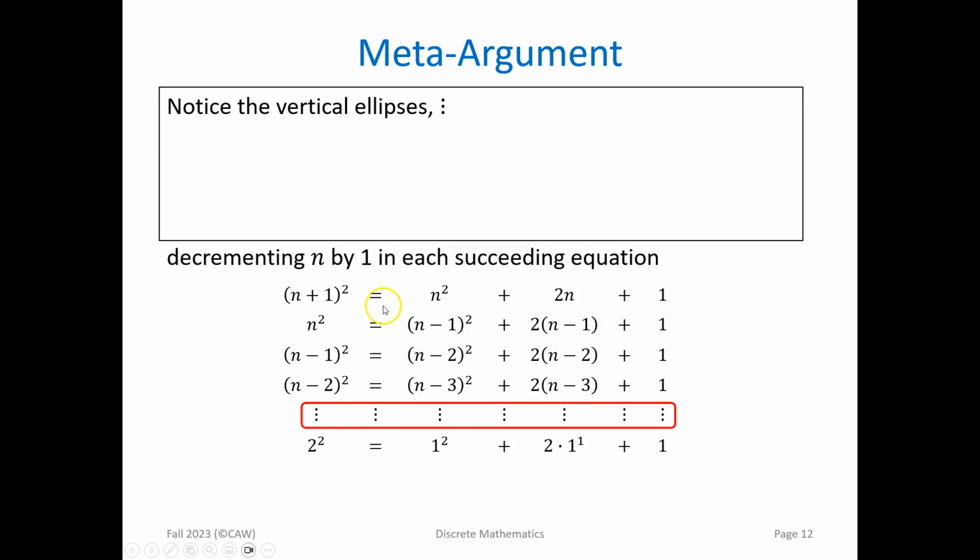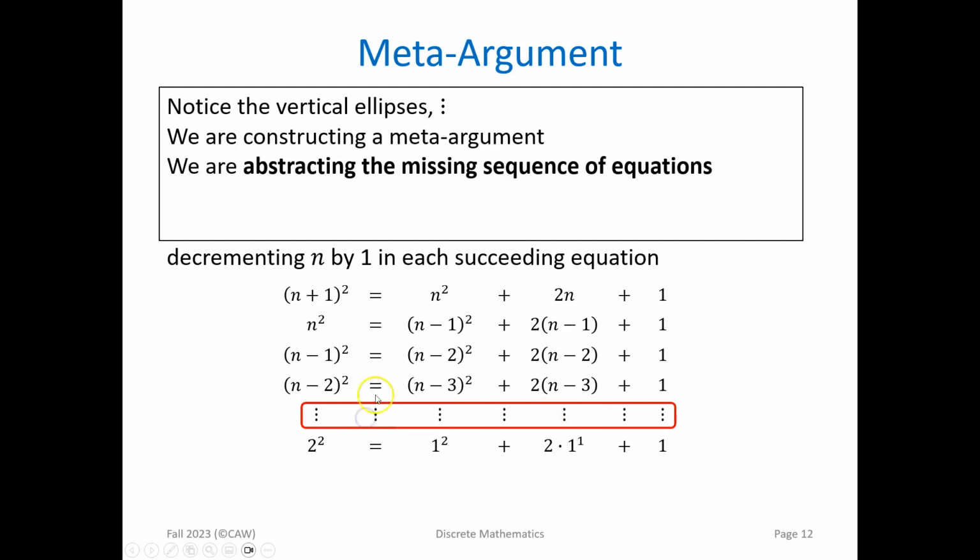Okay, I want you to notice something. In this system of equations, I have a sequence of ellipses, the vertical ellipses. I want you to notice those. What we're doing here is constructing a meta-argument. I can't show you all the pieces of the argument, so I'm kind of standing above the argument and telling you that this hole here, this ellipsis, is filled in by abstracting the missing sequence of equations. And it is just an abstraction because we don't know what n is. n is general. It's a particular number, but we don't know what it is. It's not chosen. So we don't know how many additional equations we have in here.